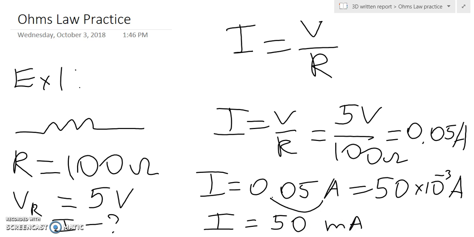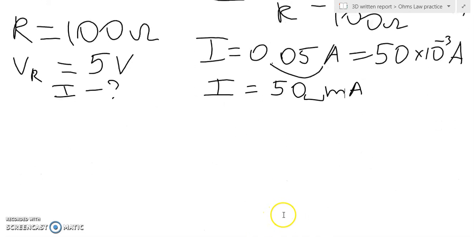milliamps. And if I were to put this into my assignment on the hub, I would put a space in between the number and the prefix. So the space goes right here. Okay? All right. So that was example number 1. Now let's do example number 2.